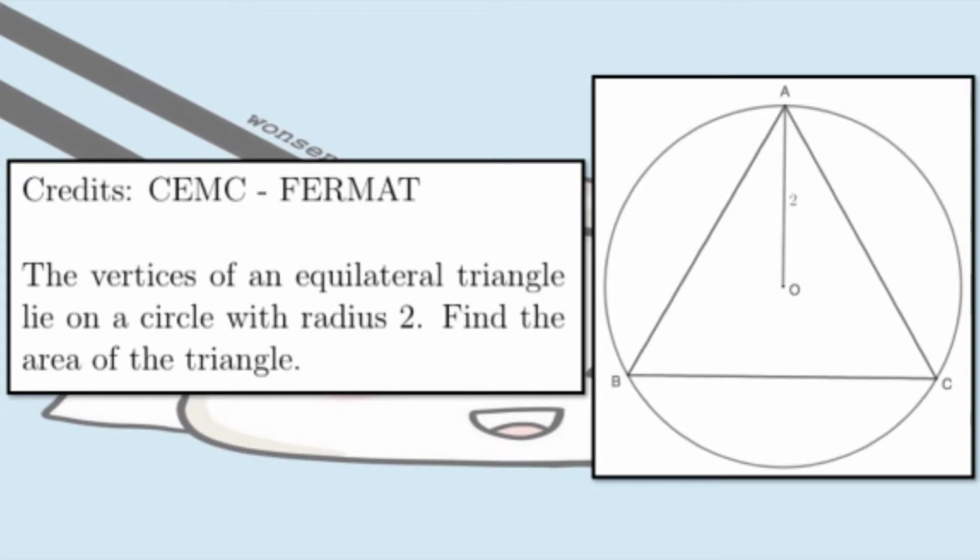Here's an item from geometry, from the CEMC of Canada in their FIRMA contest. The vertices of an equilateral triangle lie on a circle with radius 2. Find the area of the triangle. As usual, pause this video and give it a try. And if you're done, let us dive into the solution.